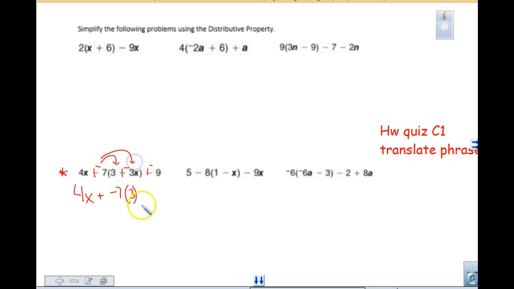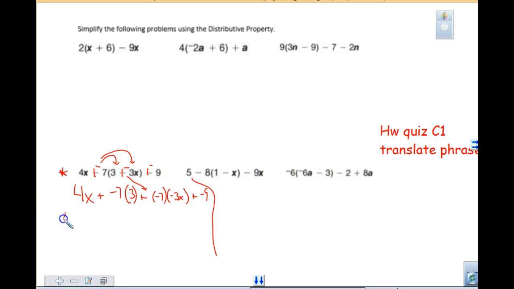So we're going to put a plus sign because there was a plus here, so we're going to put that plus. Then we're going to put negative 7 times negative 3x. And then we have this plus negative 9. Mrs. Thompson, do I have to write all this? Why, yes, you do. That's why I'm helping you with this.